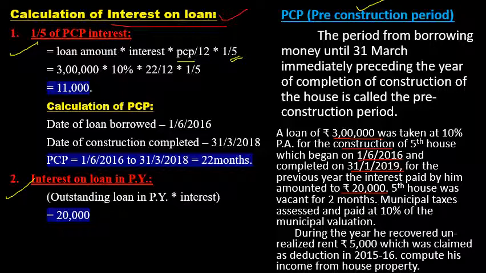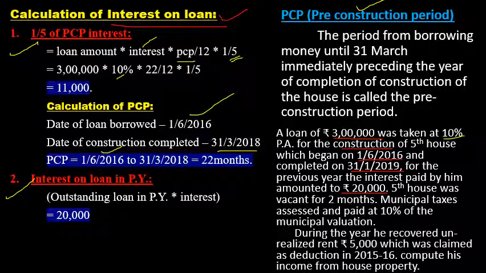First part, loan amount. Loan amount is given in the problem, 3 lakh. The second part, interest. Interest is 10%, which is also specified in the problem. Now the PCP, pre-construction duration, which you have to calculate with the help of date of loan borrowed and the date of construction completed. See here, the date of loan borrowed is 1st June 2016. That is the beginning date for PCP, pre-construction period. And the construction completed on 31st March.